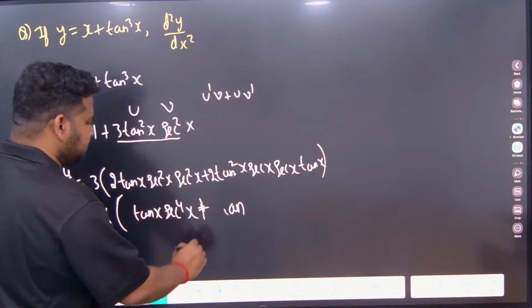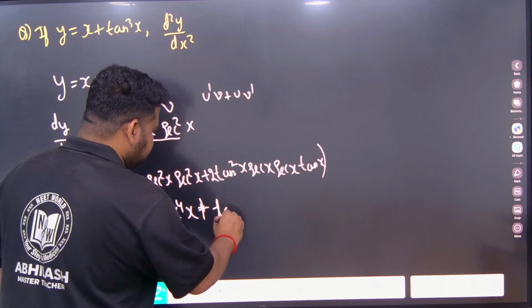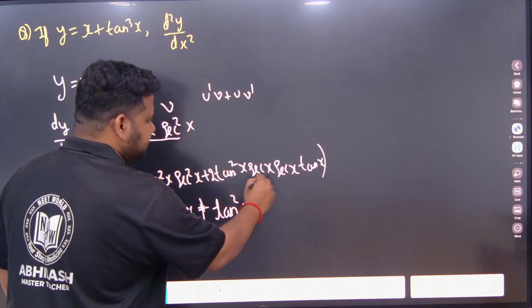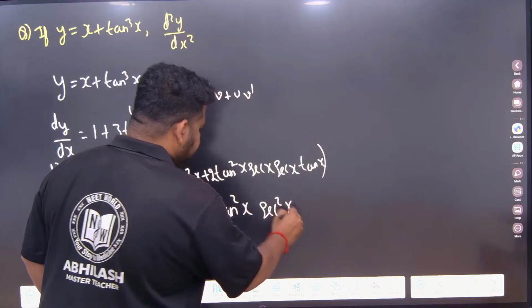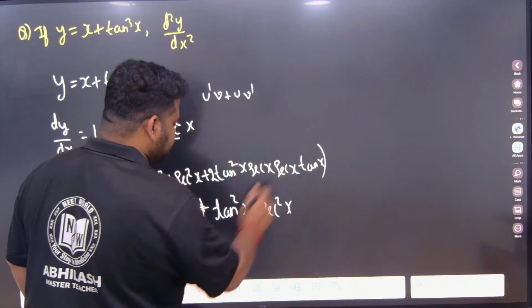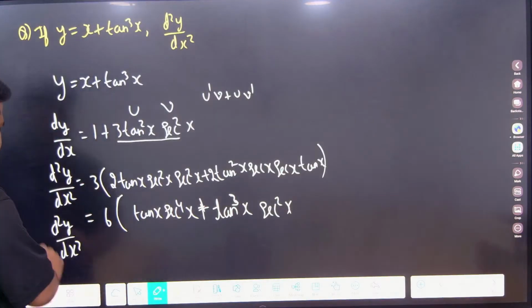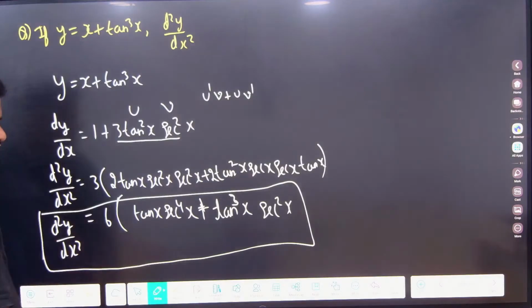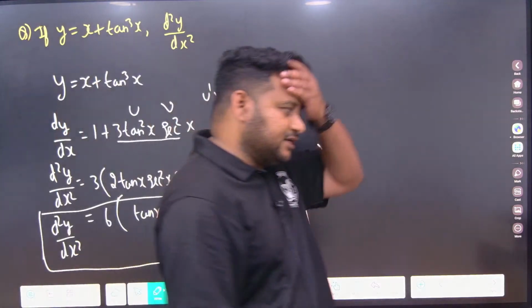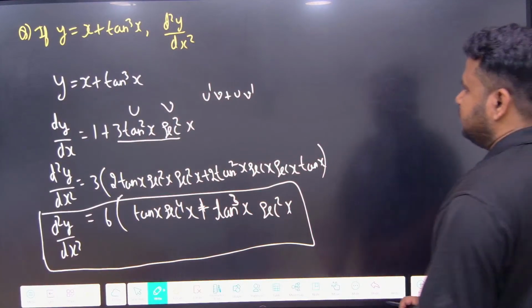Here I am having tan square x into secant into secant, which is secant square x. But here I have one more tan square x into tan x. This will become tan cube x. So this is the final answer, friends. This is how you can find out the double order derivative, that is, the second order derivative of the given function.